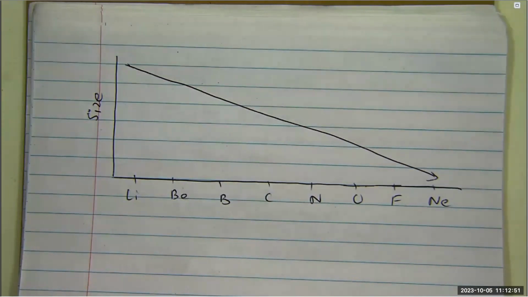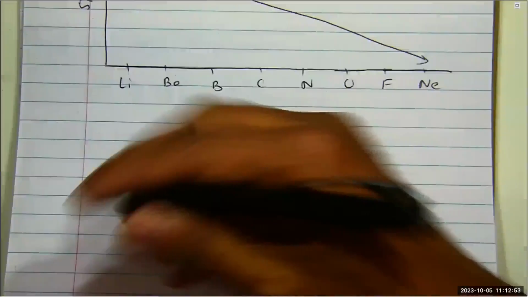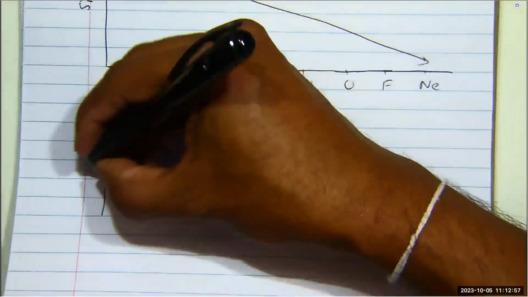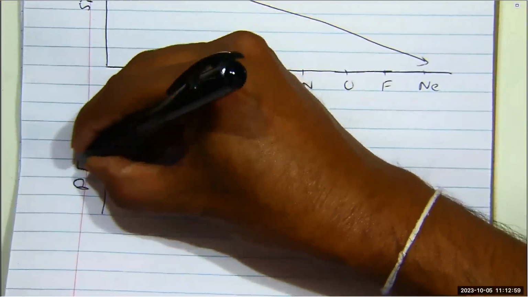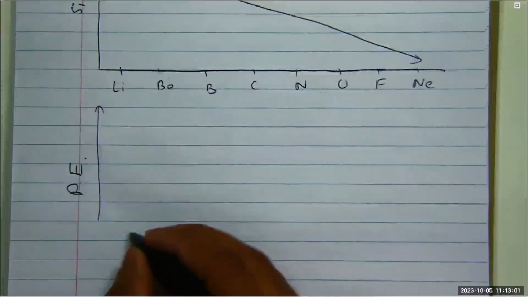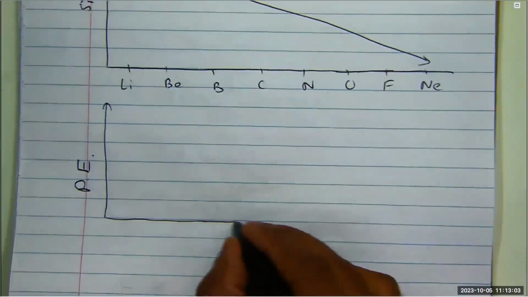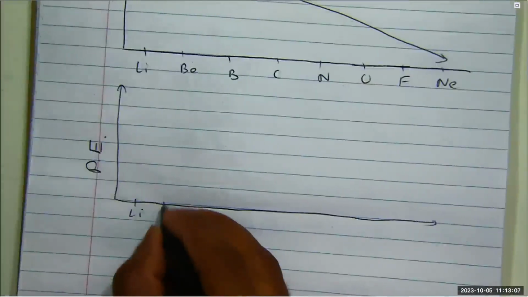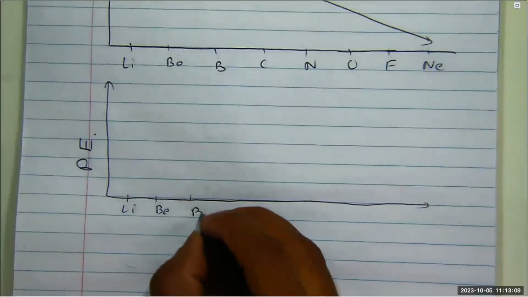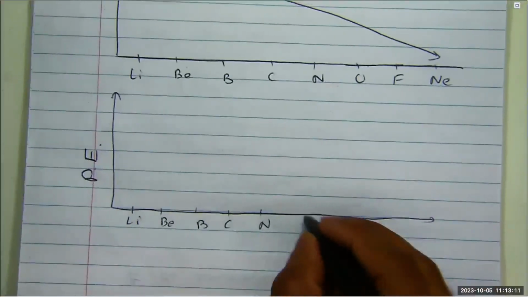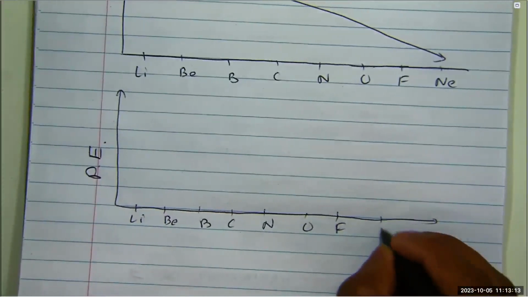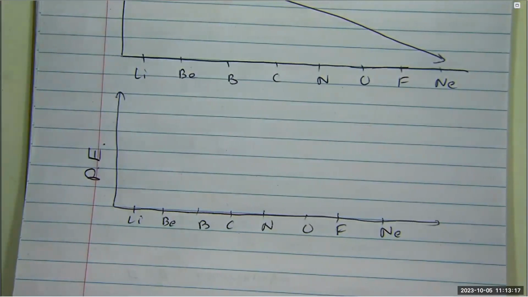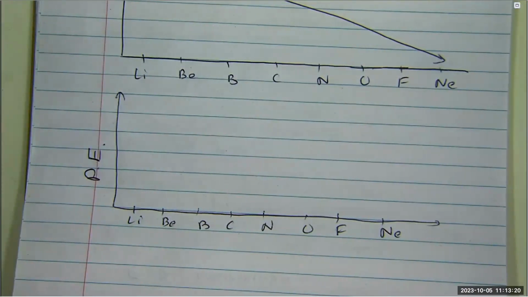That's how we explained why the size of the atom decreases across the period. And now the next thing I want you to do is think about how the potential energy of these electrons, it's called P.E., changes across the period from lithium to neon. We go from lithium, beryllium, boron, carbon, nitrogen, oxygen, fluorine, and neon. So when you go across the period, how do you expect the potential energy to change? Go ahead.